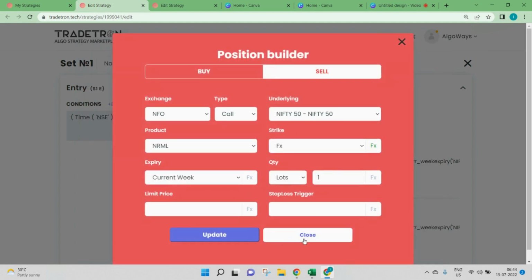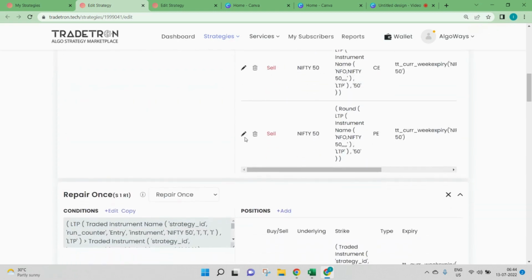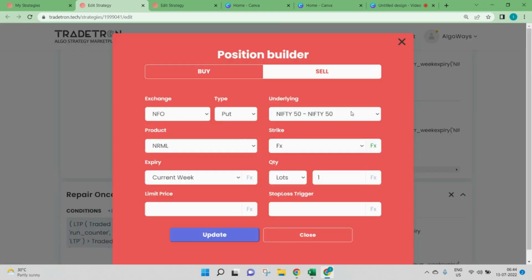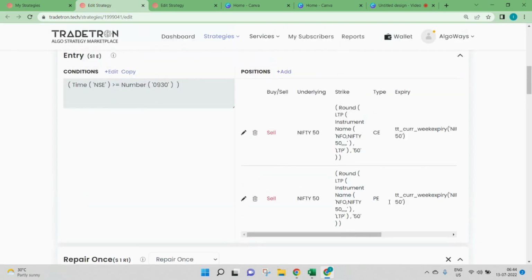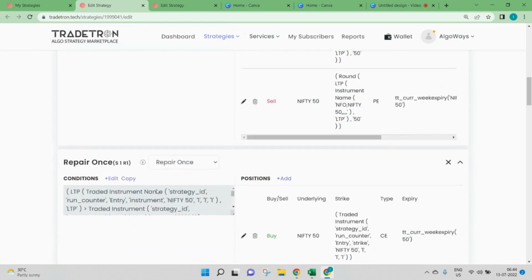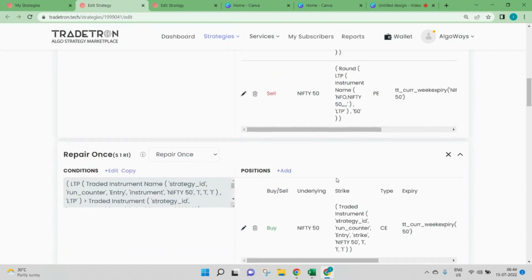Current week and one lot. So we do this and we sell the same way PE also, right? So nothing big here. Now we have sold both the call option and the put option.